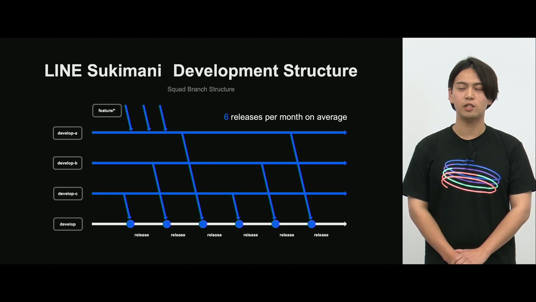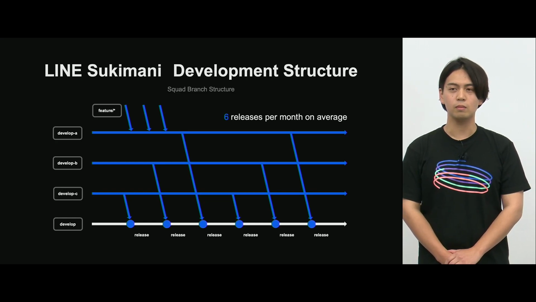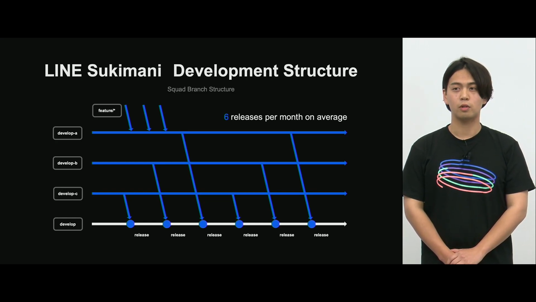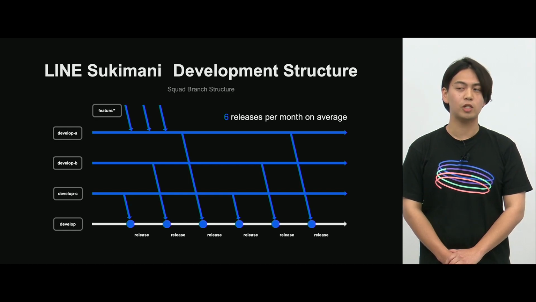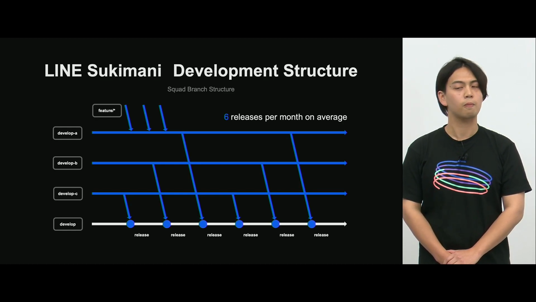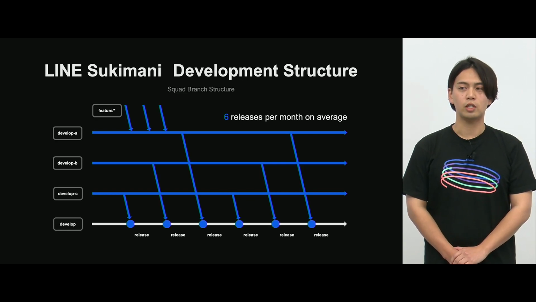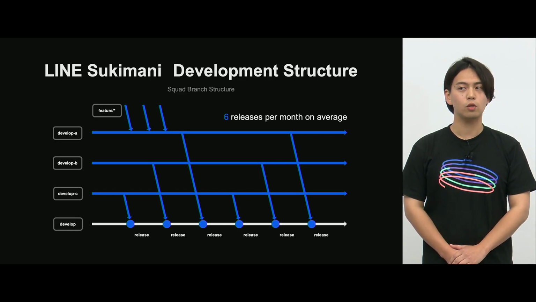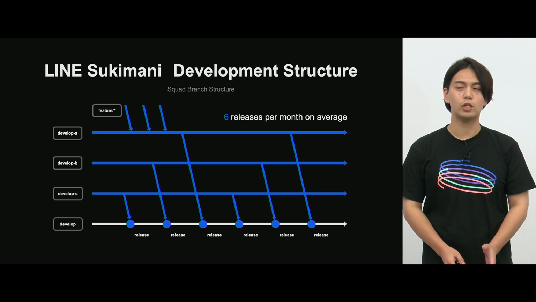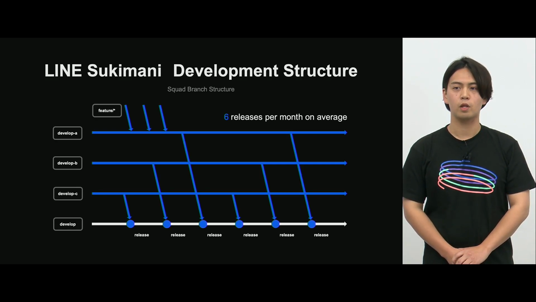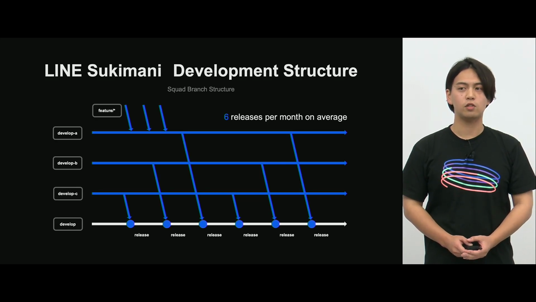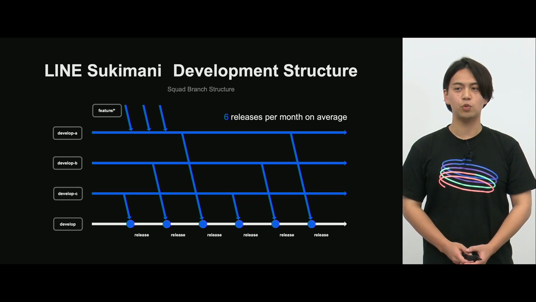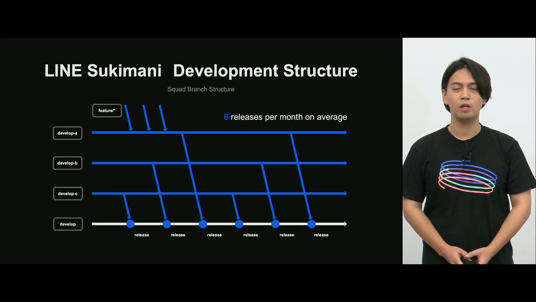In general, Git flow development is done from the develop branch to the release and feature branches. But in the squad system, development is done from the develop branch to each squad's develop branch, as shown here, and each squad develops in parallel. Each squad releases a new release about once every week or 2, and the team as a whole releases an average of 6 times a month, which allows for aggressive development. And this is how it works.